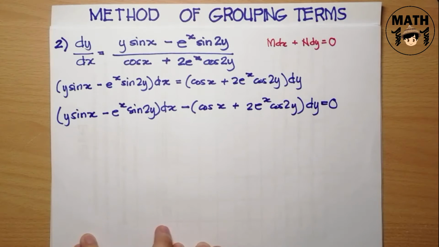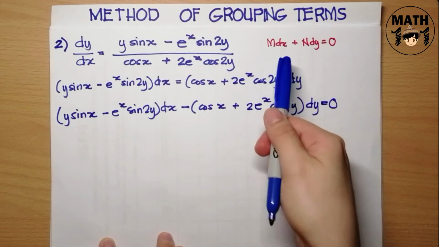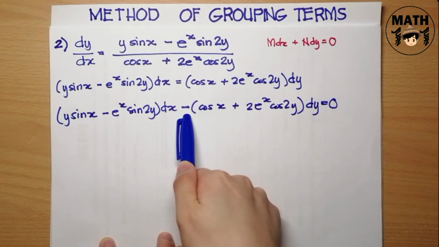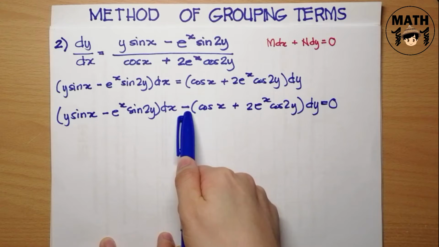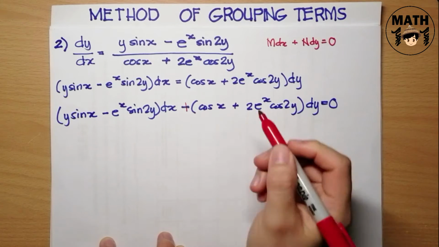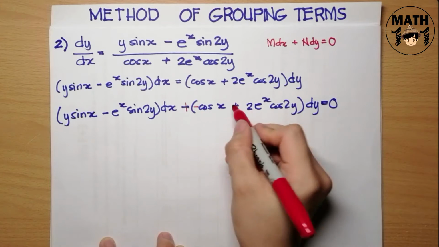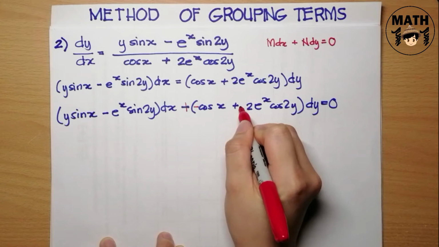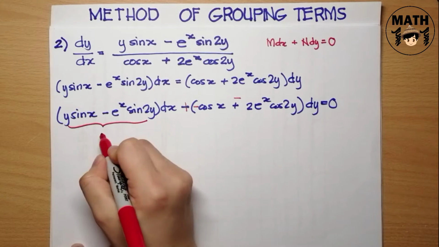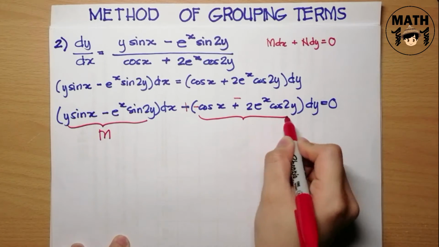Equals 0. Take note na bago tayo mag-test for exactness, dapat yung form niya ay ganito. Meaning, dapat ito ay positive. So, to make this positive, kailangan i-distribute natin yung negative sa dalawang terms na to. So, we'll make this positive and we'll distribute the negative sign dito. So, this will be negative. This is now our M and this is N.